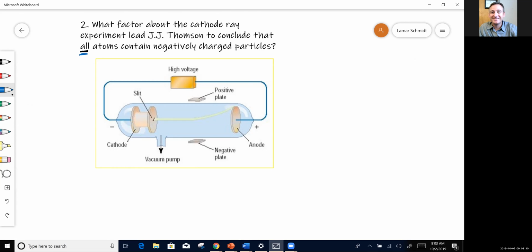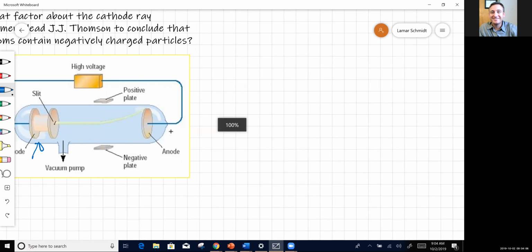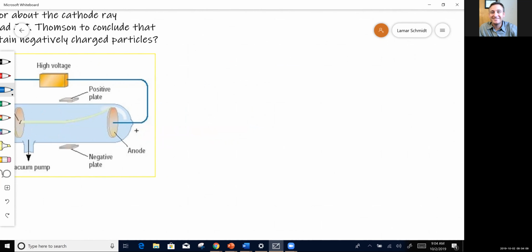All right, and so J.J. Thomson used this cathode ray, and he used different metals in the cathode ray to produce the stream of light, or the ray. The stream of electrons is actually what it is. And so because he used different metals, and each time it produced those electrons, he concluded that no matter what element I use, these electrons are produced, so that means all atoms must have these negatively charged particles, or all atoms must have electrons.